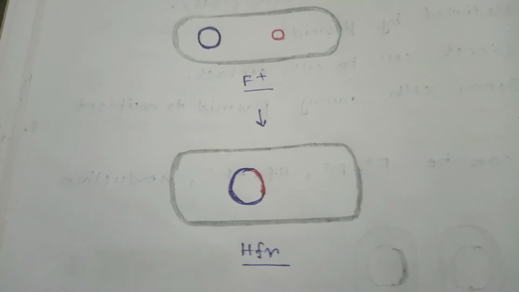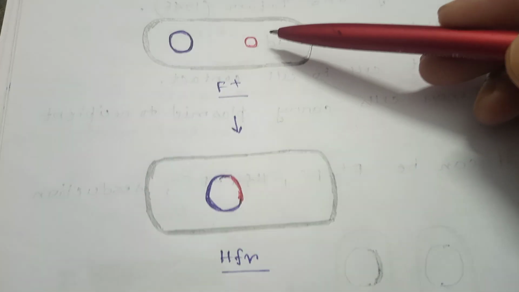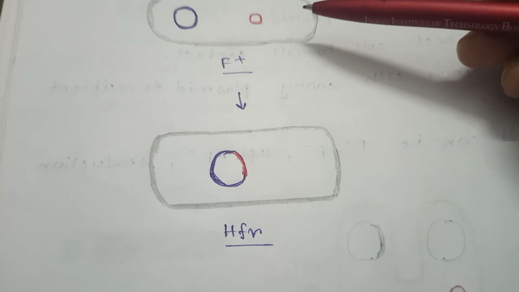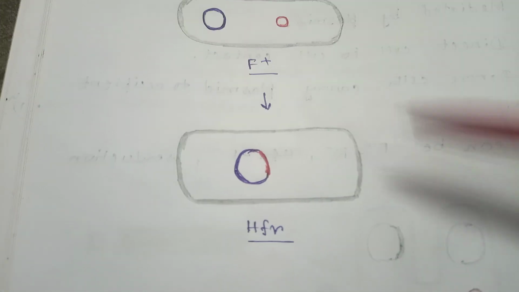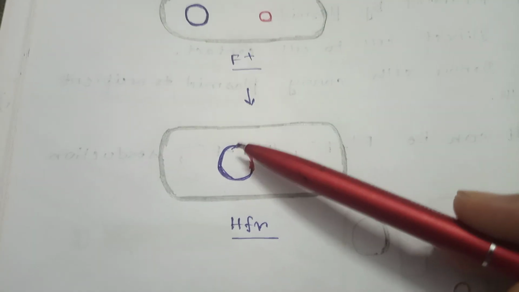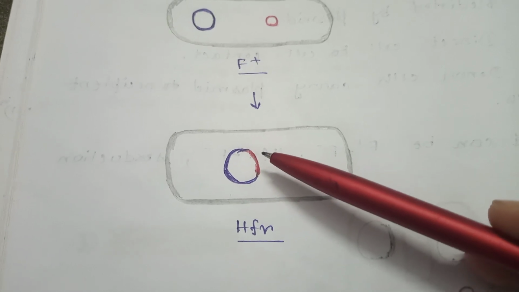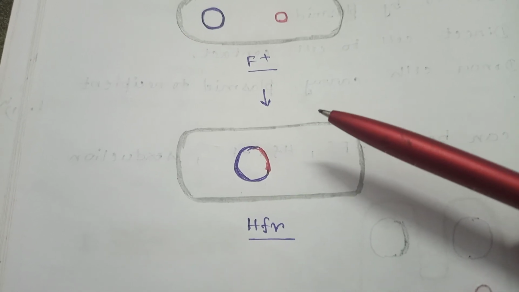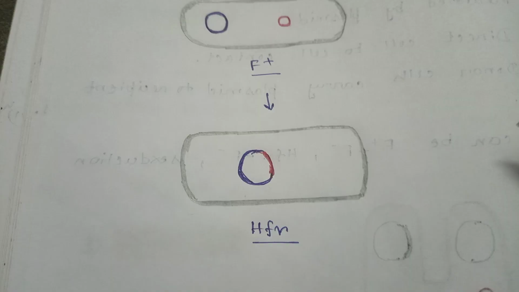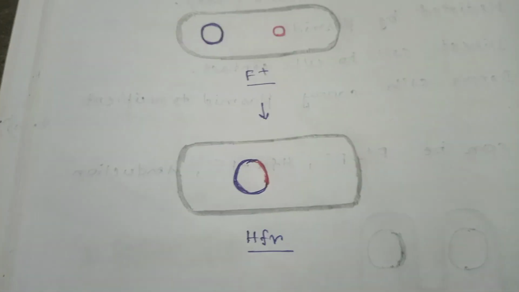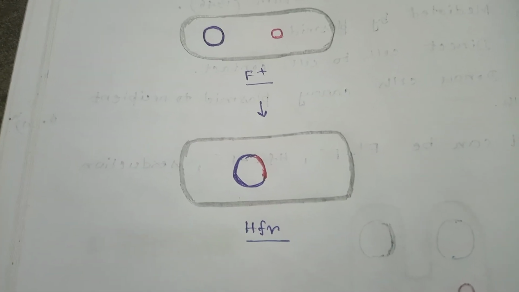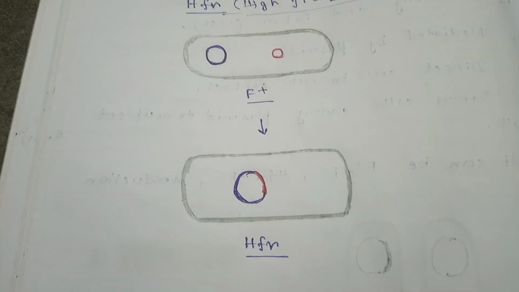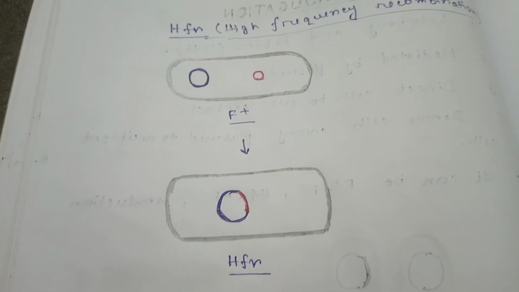You can assume that earlier the F factor was very small, so it can have the copy and it can be transferred fully to the previous F minus, right? But now you can see this is the main chromosome plus the F factor, so it is very big. So normally the chromosome breaks before it is completely transferred to the recipient cell. So mostly in such cases the part of the chromosome is getting transferred to the F minus, not the full. So this is the Hfr F minus.